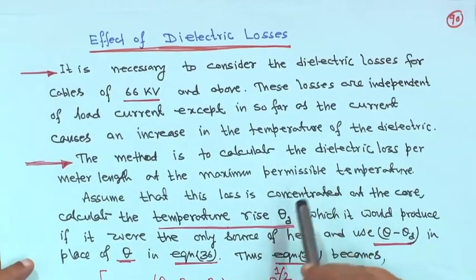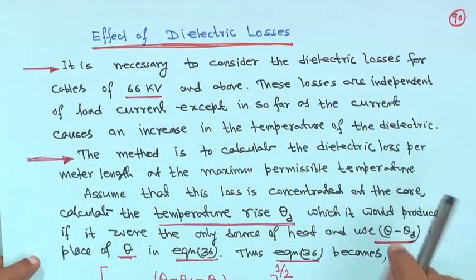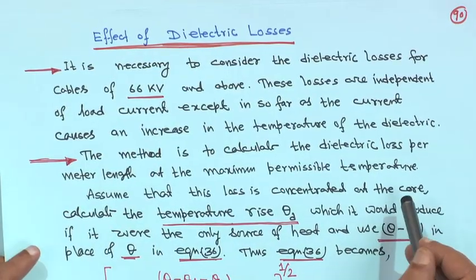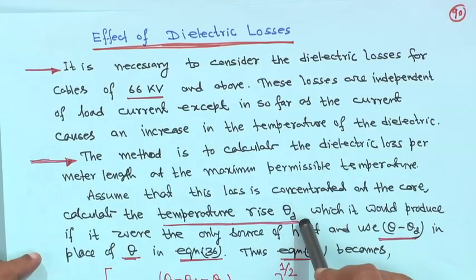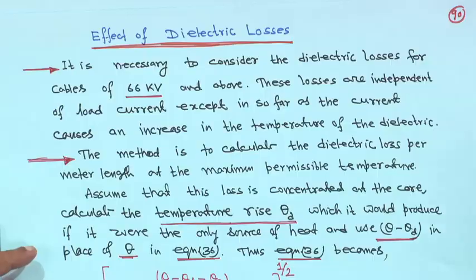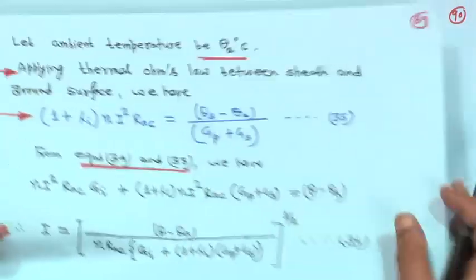Now, you assume that this loss is concentrated at the core. Calculate the temperature rise theta d, which it would produce if it were the only source of heat, and use theta minus theta d in place of theta. Meaning that dielectric loss will be there, and we are assuming that this dielectric loss is concentrated at the core of the cable. Therefore, if the temperature rises by theta d, then in this expression we will replace theta by theta minus theta d.